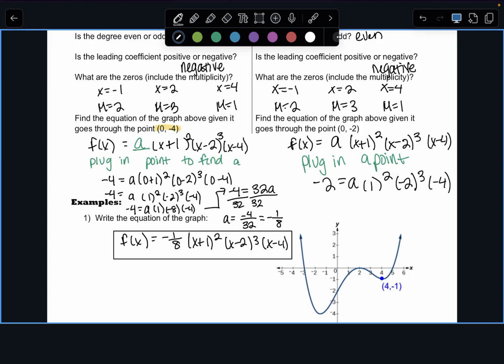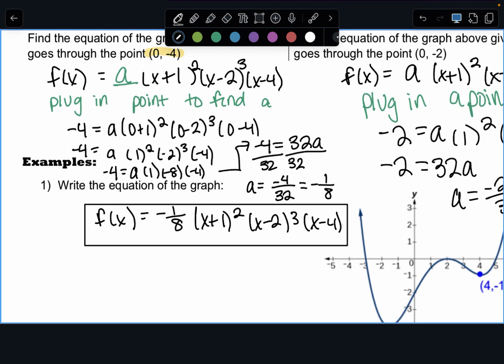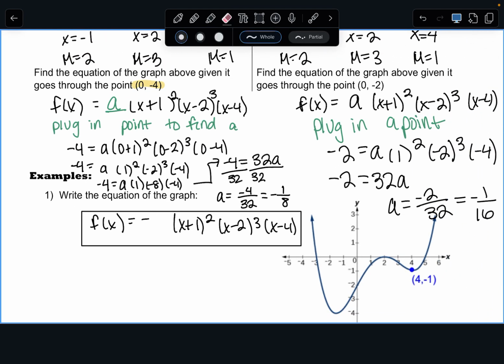Again, same exact situation we were in for this problem over here, at least on the right-hand side. This right-hand side came out to 32A. So now we have -2 is equal to 32A. Divide by 32. What would this fraction reduce down to? What can I divide the top and bottom by? 2. And I would get -1/16. So my equation is the exact same, but my A, instead of -1/8, is -1/16.